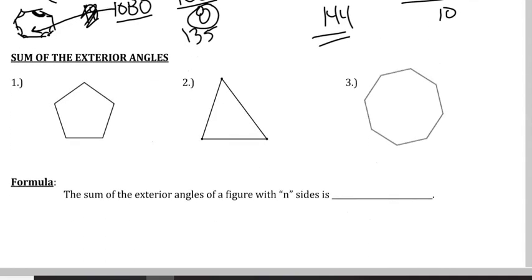So we want to know what the exterior angles of a 5-sided figure are, what the exterior angles of a 6-sided figure are, and so on. So give me just 1 second so that I can come up with the number that I was looking for.